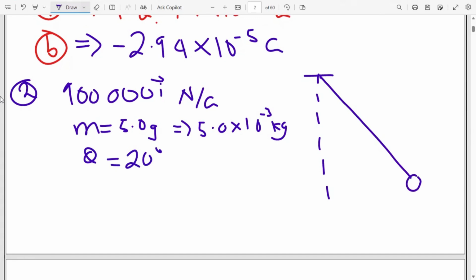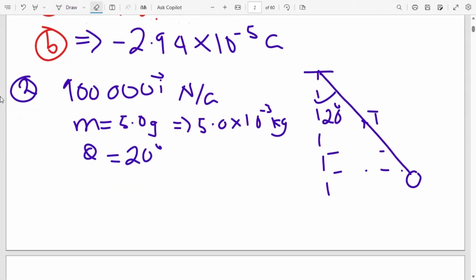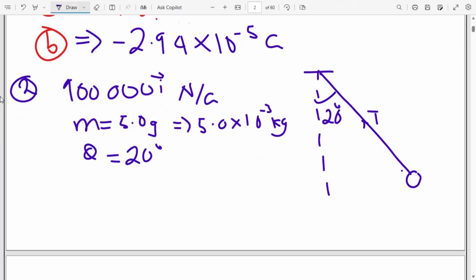And there is an electric field pointing in this particular direction. We have a theta here of 20 degrees, and we have tension in this string that is holding the point charge. This tension is going to be resolved into its x and y components. Since the electric field E is pointing in this direction, we're going to have an electrostatic force, Fe, pointing in the direction of the electric field.